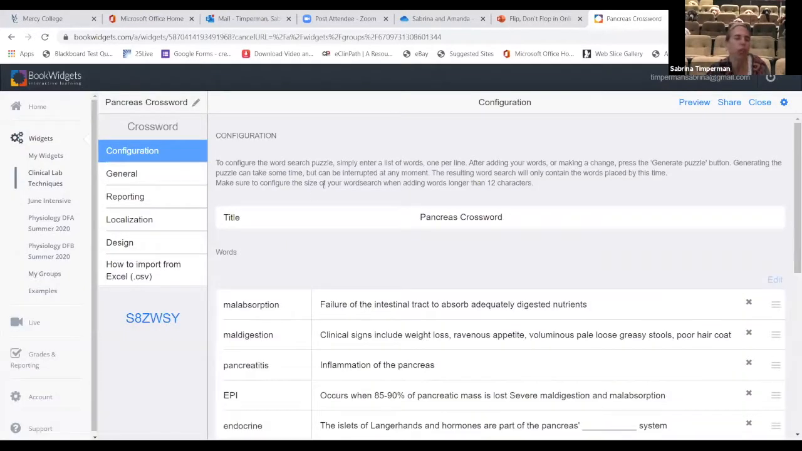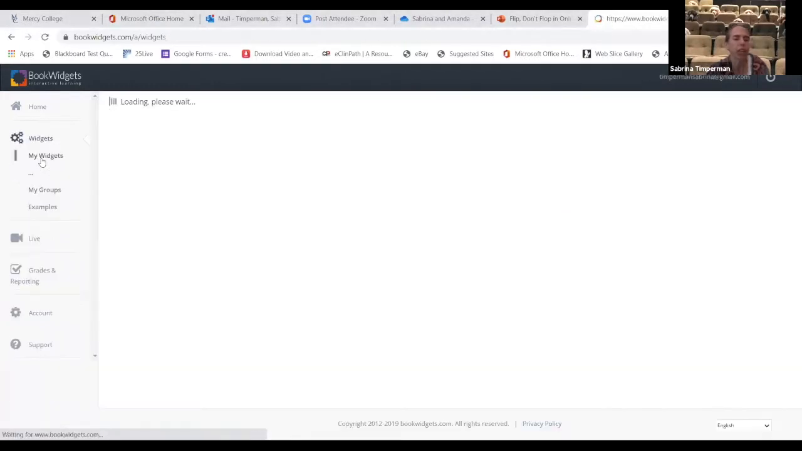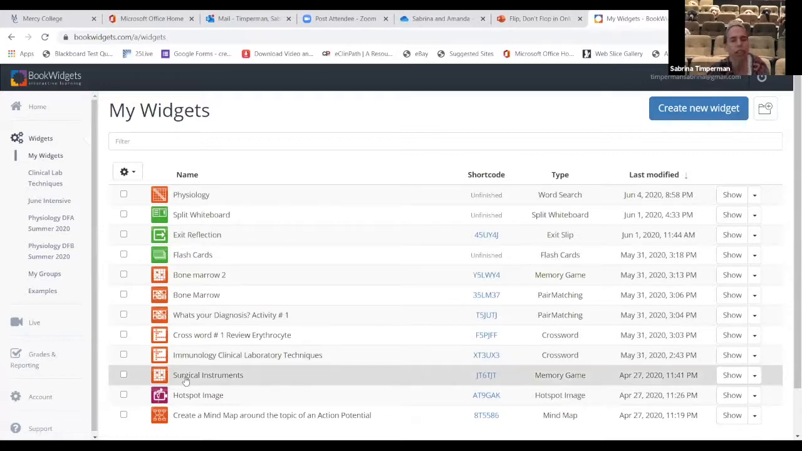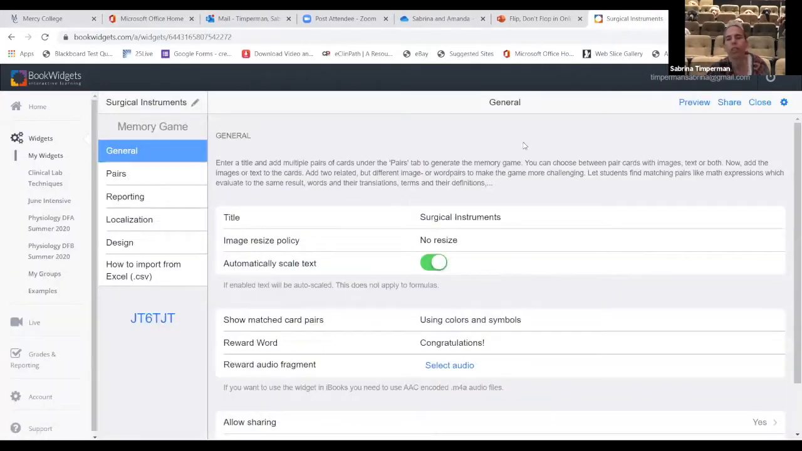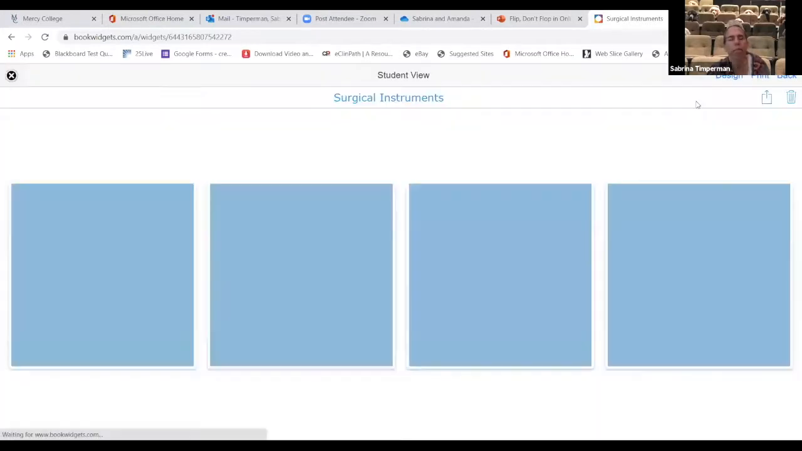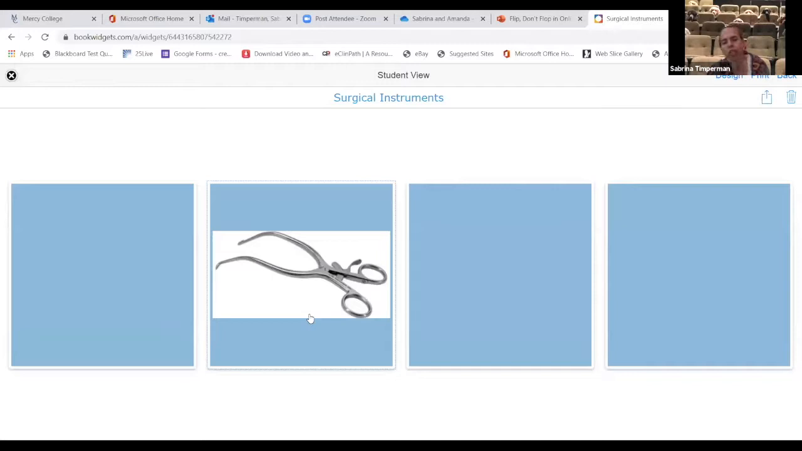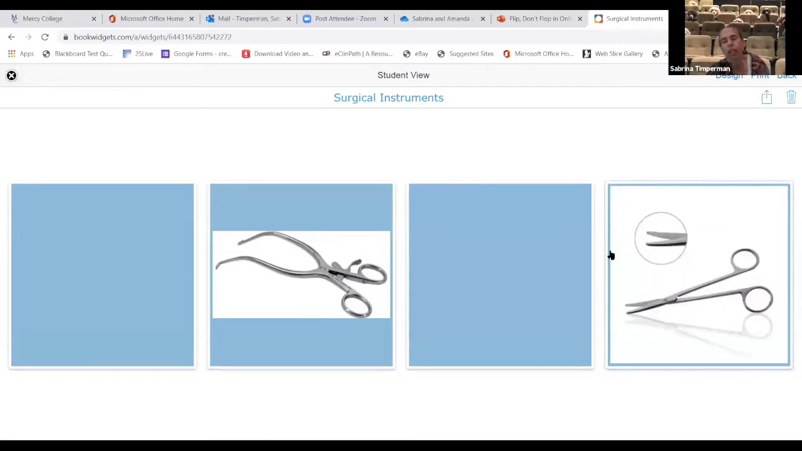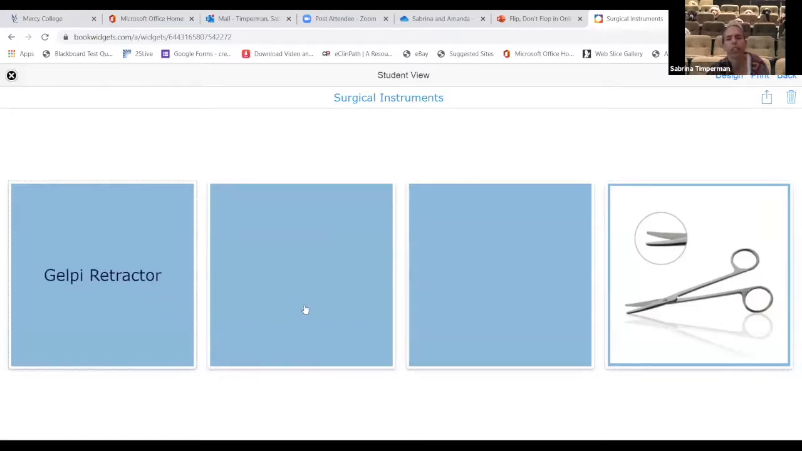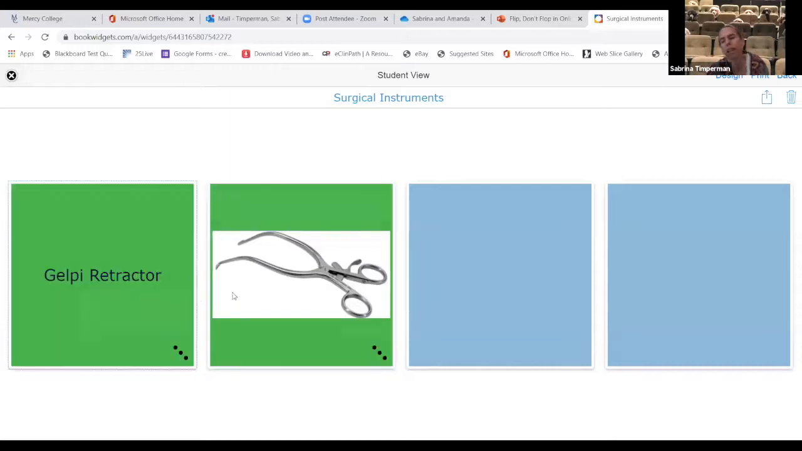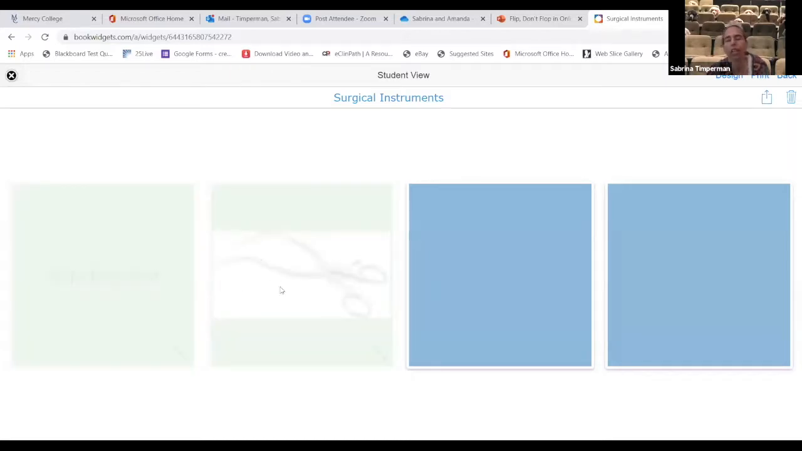I just also will quickly show you the matching one, because the matching one is kind of cool. But you can do all sorts of matching ones. I did one with surgical instruments down here. So this was just one that I was showing some colleagues, but this is, you click them over and there's an instrument, and then you're looking for the matching term, so that's not it. So it's going to flip that over, and then, oh, Gulpy retractor. Okay, that was my Gulpy retractor. That's a match. So I made a match. So again, it'll grade that for you and send their score to you at the end. So it's a really cool program that allows you to do a variety of different things.